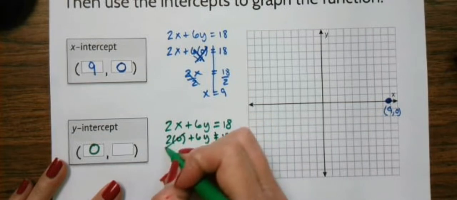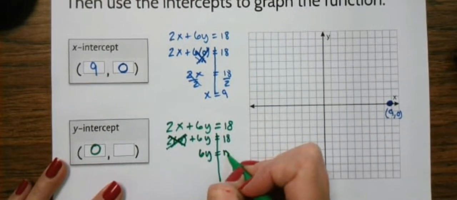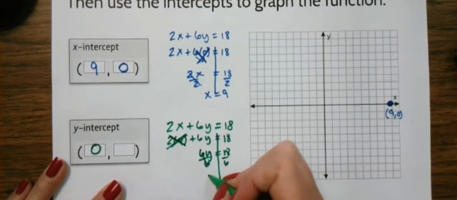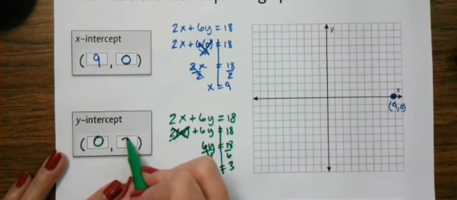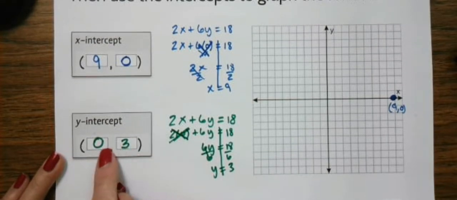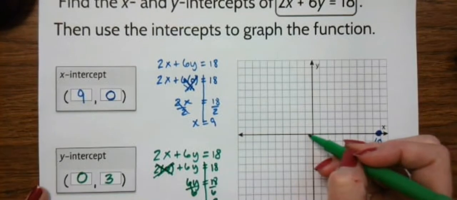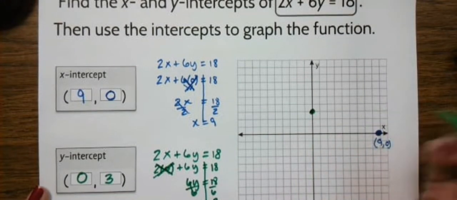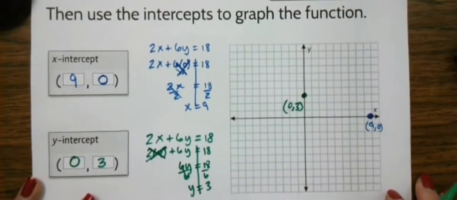So 2 times 0 is just 0. I'm going to cross it off. That's 0. So I have 6y equals 18, and I divide by 6, and I get y equals 3. So when x is 0, y is 3. This point is the solution to the equation, (0, 3). So (0, 3) is right here. Again, really no need to label it on there.